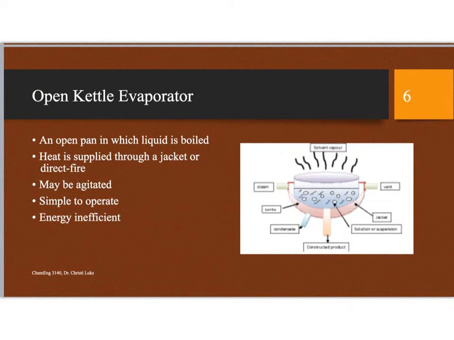So here is an open kettle evaporator. It's really very simple. It's just an open pan in which liquid is boiled. You're going to supply heat through the walls, either a jacket or you can maybe put a fire underneath that kettle. You might stir it or agitate it. They're really simple to operate, but they're energy inefficient.